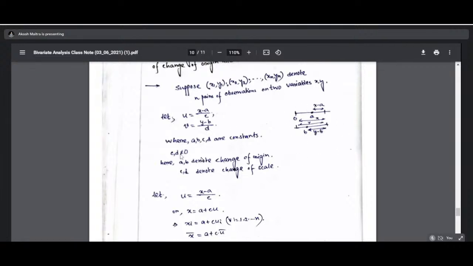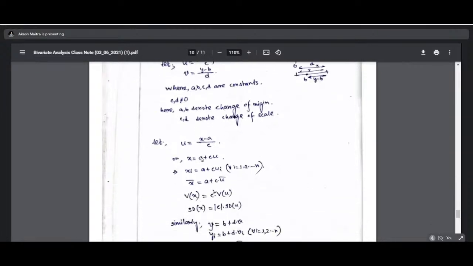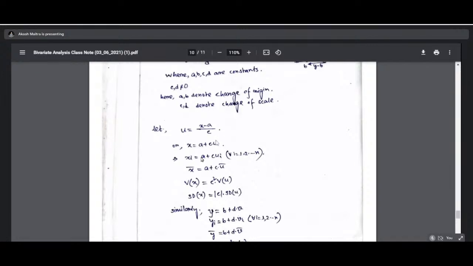So a, b, c, d are constants, and similarly this example is valid for y and b also, and c comma d not equal to 0. It is obvious that if I consider u equals x minus a by c and do not restrict c to be nonzero, then if c is 0, u will be undefined, and similarly for d. So I have to consider c comma d not equal to 0. You have to write this very precisely in your examination paper: a, b, c, d are constants taken by us, c comma d not equal to 0, a, b denote change of origin, and c, d denote change of scale. Now we are doing some computation. So u equals x minus a by c, so x equals a plus c u, and I think you are very familiar with this notation.